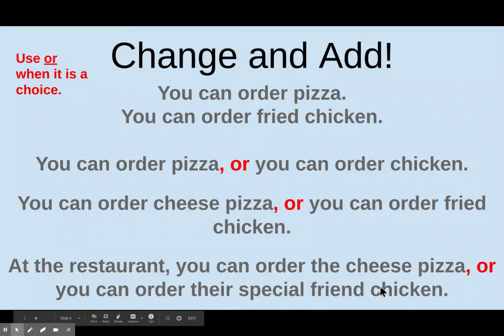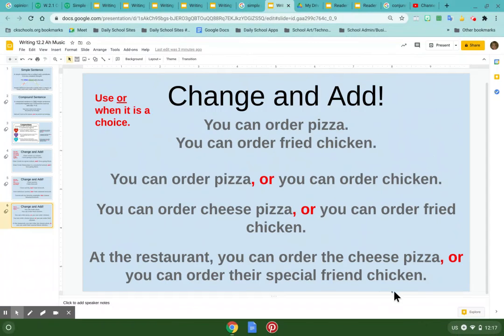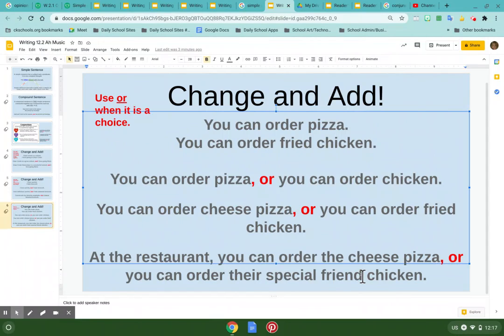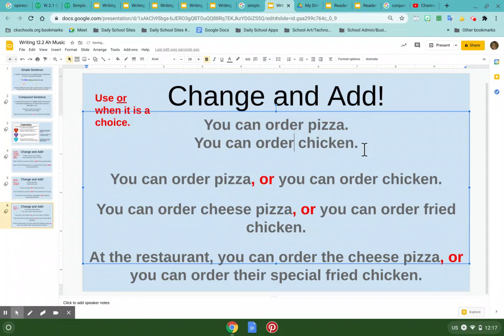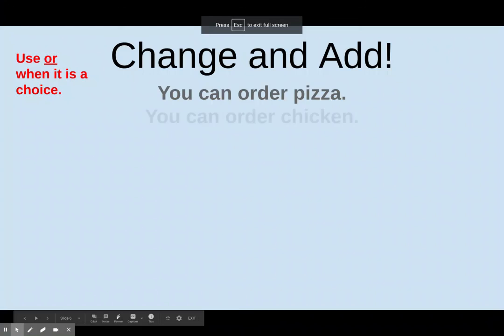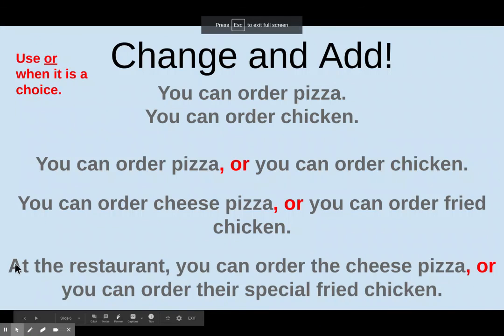Oh my goodness gracious. Mrs. Hicks cannot spell today, okay? So do you see this? Their special friend chicken. Okay? Fried chicken. All right? Woo! And then I'll take this one out up here because I want it just plain, okay? So here we go again. All right. So let's go down. And there's our wow sentence. At the restaurant, you can order the cheese pizza or you can order their special fried chicken, not friend chicken.